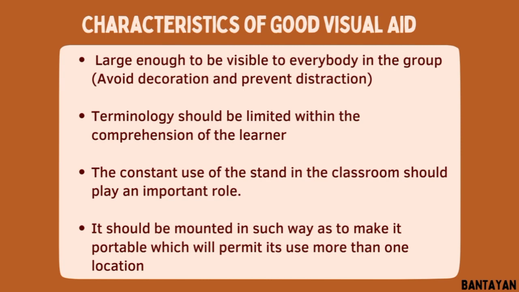The second one is terminology should be limited within the comprehension of the learner. Limiting terminology within the comprehension of the learners ensures that the language used in the visual aid is appropriate for the student's understanding. This means using vocabulary and language that align with the student's current knowledge and skill level. By doing so, the visual aids become more accessible and effective in conveying information, preventing confusion and promoting clear understanding among the learners.